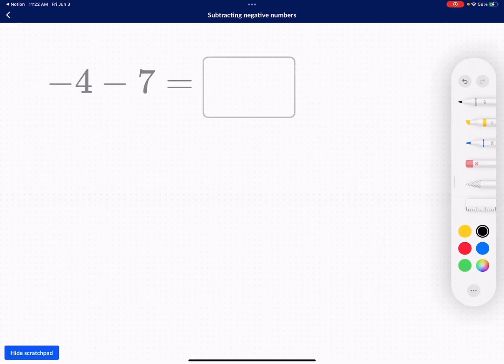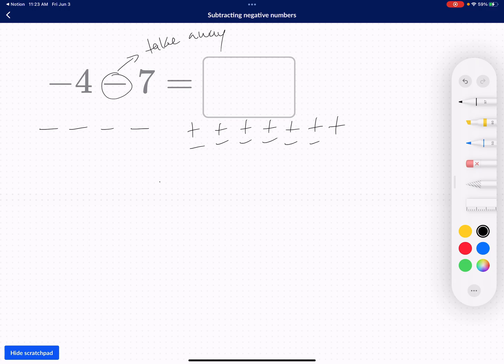All right, let's try this one. So I have 4 negative counters. So I have 1, 2, 3, 4. And subtracting means take away. I need to take away 7 positive counters, but I don't have 7 positive counters here. So what can I do? I can add 7 zero pairs. So I have 1, 2, 3, 4, 5, 6, 7.